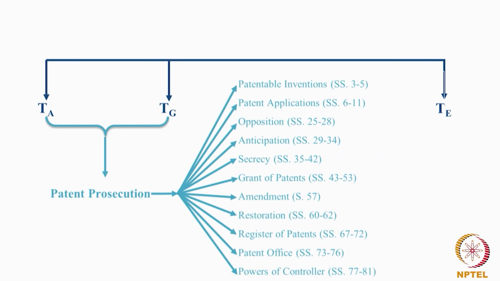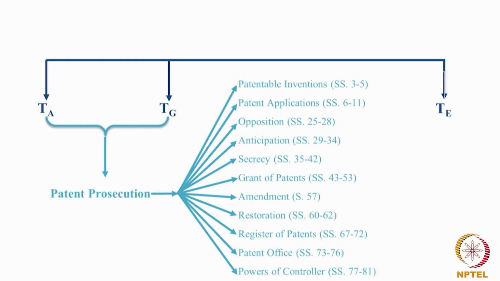Now, let us look at a rough list of things that happen between TA and TG, because if you are going to take the patent agent examination, then the patent agent examination largely focuses on this part of the Patents Act, though there will be questions on what happens between TG and TE, but largely it is going to be between section 1 to 81 with some exceptions too. We will cover the exceptions later. The events that happen at the patent office between the timeline TA and TG are referred to as patent prosecution.